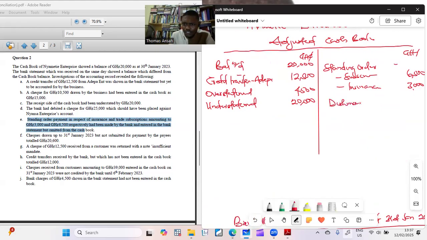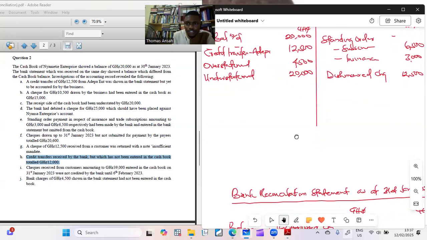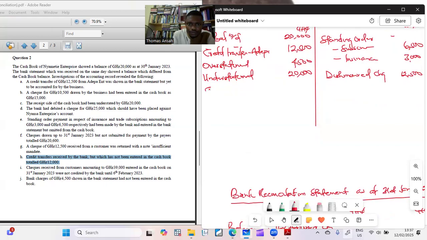So this annual check. This annual check is what? 12,500. All right. Then a credit transfer by the bank, which has not been entered into the cash book, total 12,000. So it means that the credit transfers are two, right? Yeah. So credit transfers again.